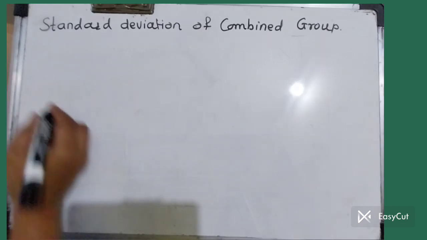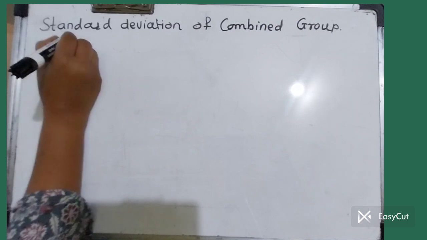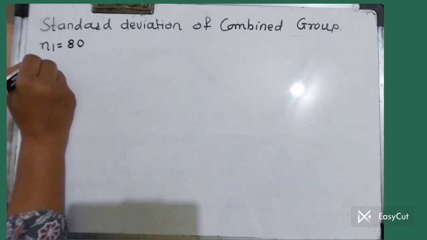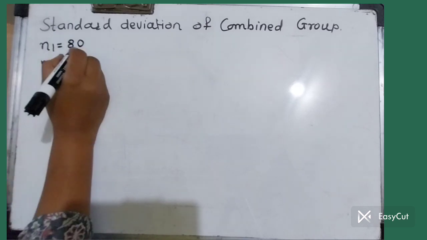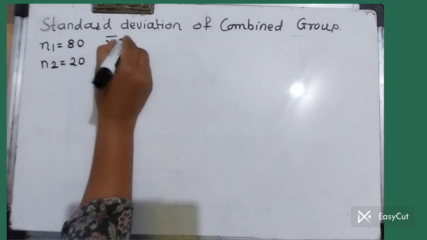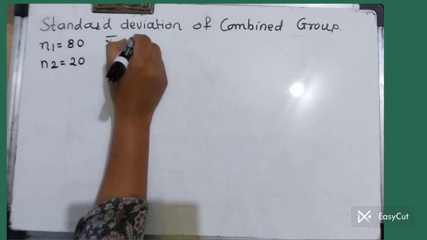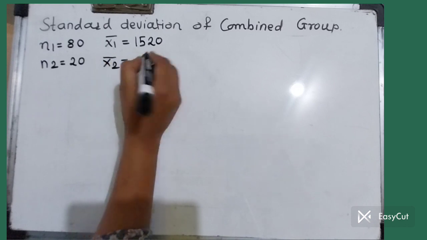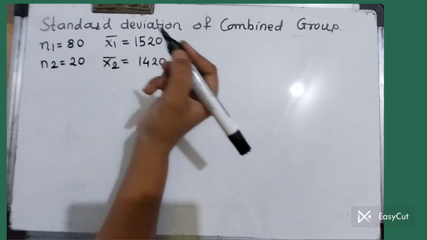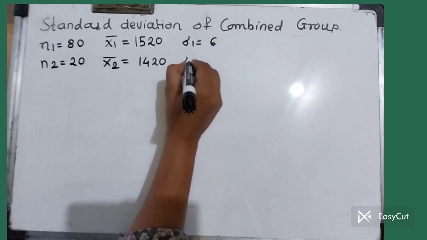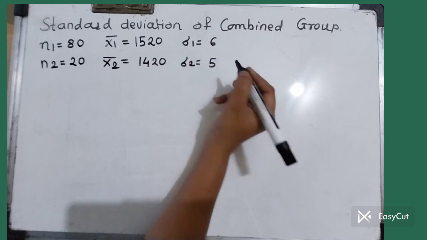See what they gave, I write here. Size of first group n1 is 80, means male; n2 is female, it is given as 20. Okay, x1 bar means what? Mean of first group is 1520. Mean of second group is 1420. Okay, standard deviation of first group is given here 6, standard deviation of second group is given 5.